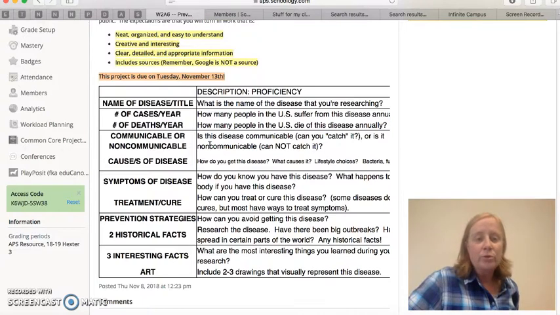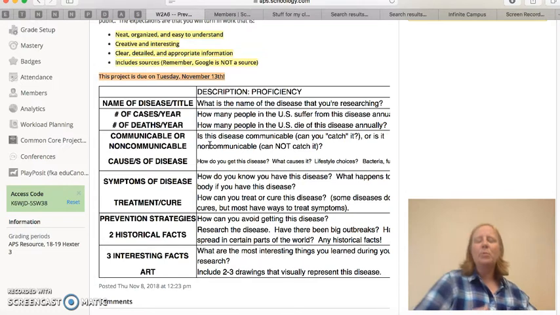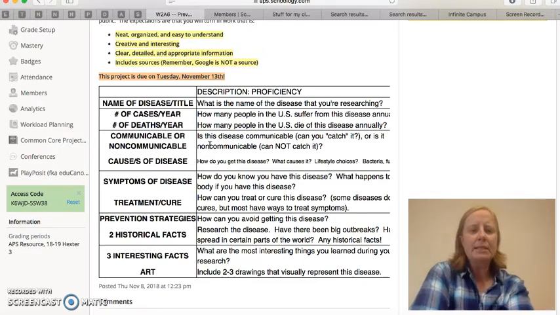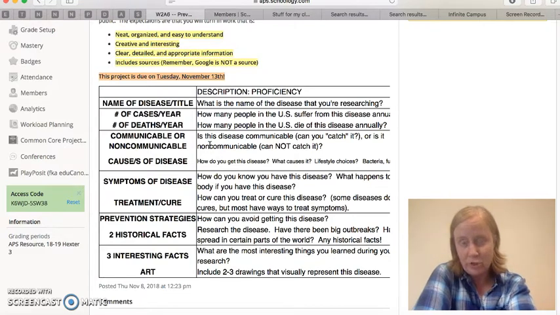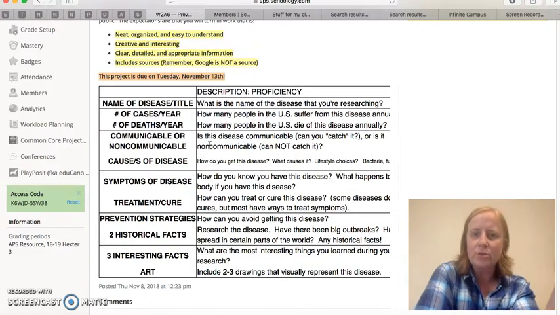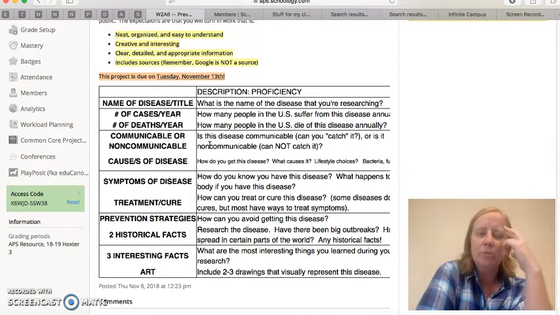Proficiency, things you need to include are, what is this disease? How many cases are there per year? And how many deaths are caused annually by this disease? You should have learned at this point about communicable versus non-communicable disease. So is it something you can catch, or is it something that's genetic? Is it caused by lifestyle? Is it caused by environment?